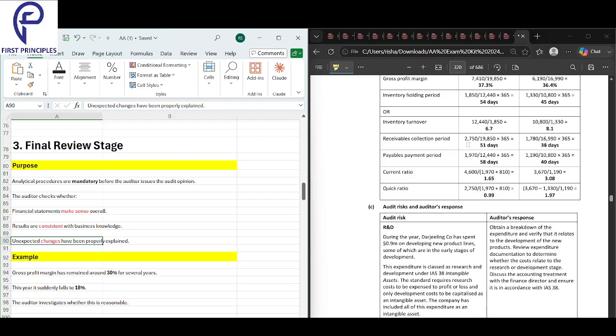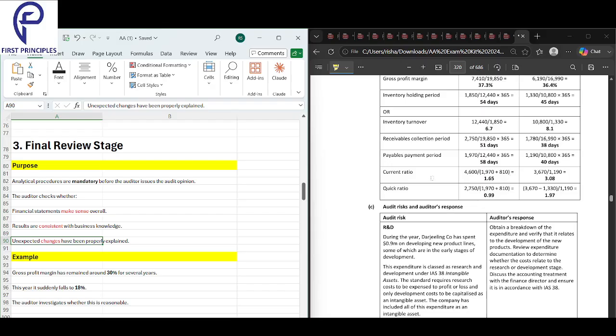Next, receivables collection period. We take receivables by revenue into 365. Payables: payables by purchases into 365, or COGS into 365. Payables by COGS into 365, and you'll get your payable days.